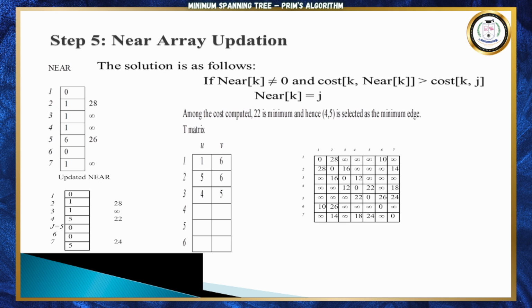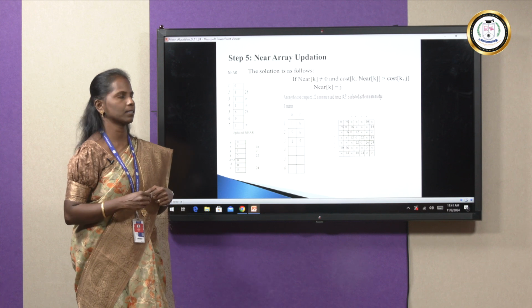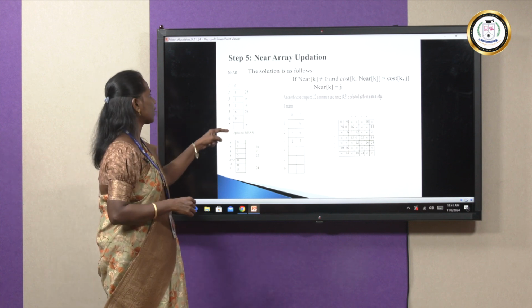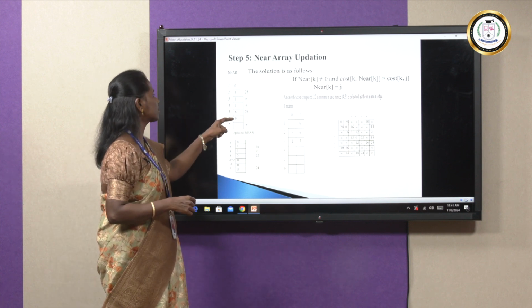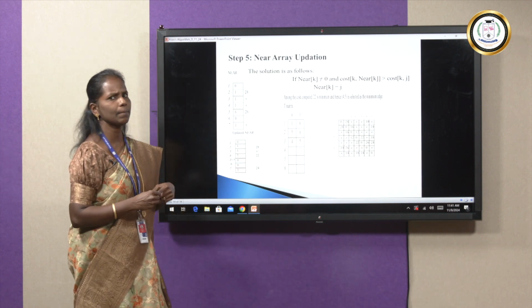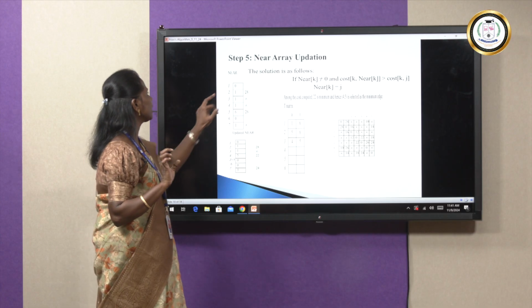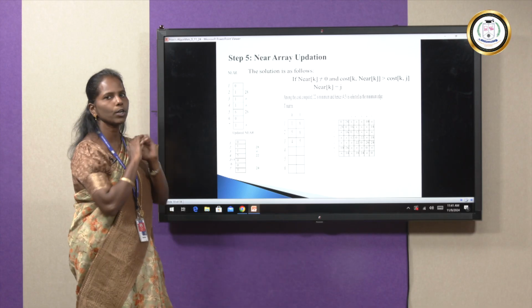Phase 2 is going to follow an iterative procedure in order to fill the remaining entries in our T matrix. Okay. So this is our near array. So for 1 and 6, the entry is 0 because 1 and 6 already got an entry in the T matrix. Now 5 and 6 got an entry into the T matrix. So for 5, in the near array we have to make a 0. So whenever the near array values are 0, we need not bother.